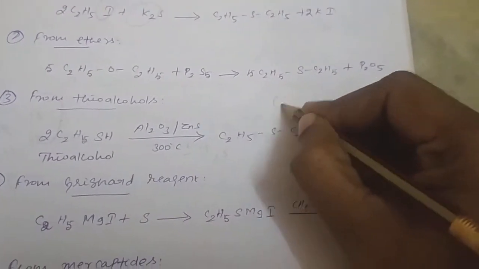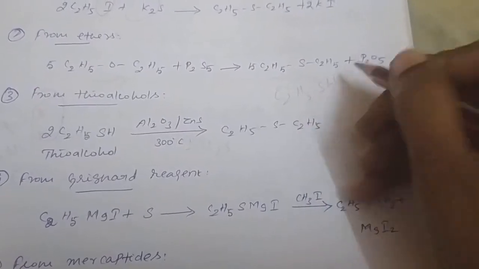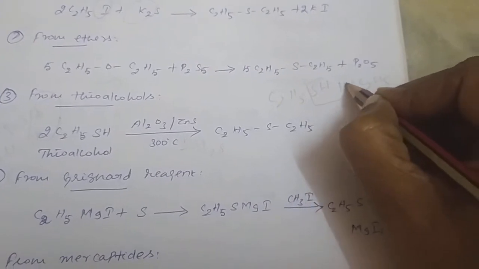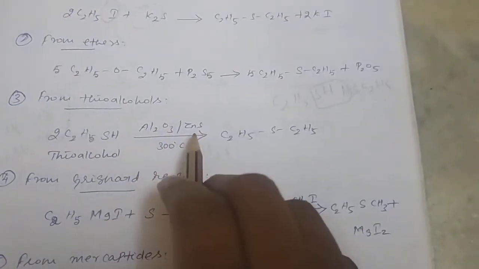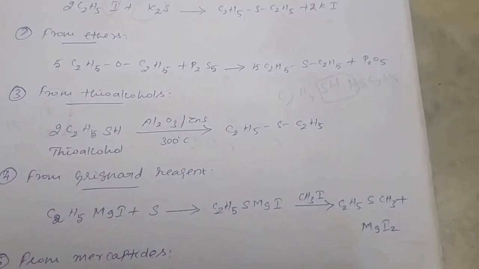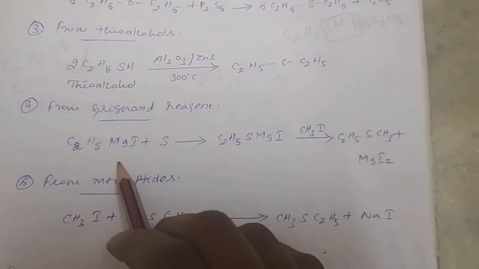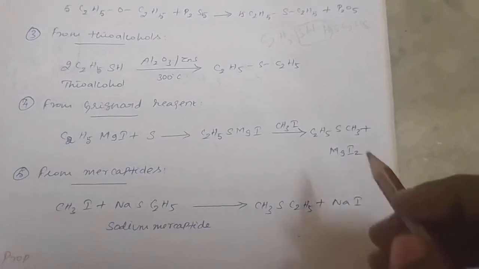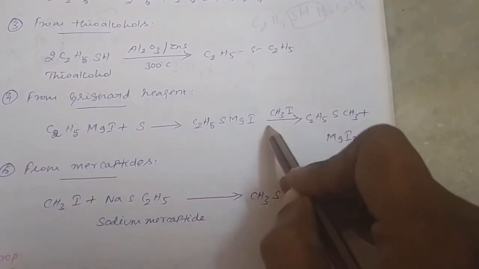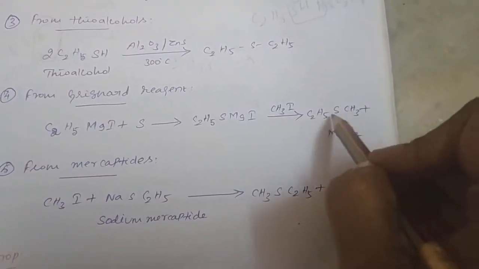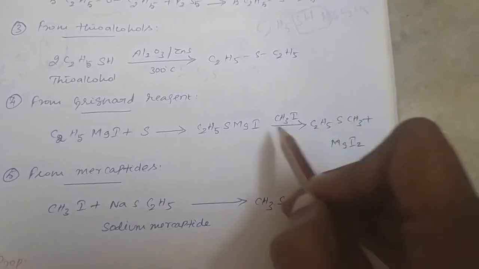So this is 1 mole of C2H5SH thiol. This is another mole of ethyl thiol. Here hydrogen sulfide is removed in the presence of alumina and zinc sulfate. You get thioether. So the fourth reaction is from Grignard reagent. Here ethyl magnesium iodide is used. It reacts with sulfur to form an adduct. This further reacts with alkyl iodide to form ethyl methyl sulfide, and this magnesium is removed as magnesium iodide.